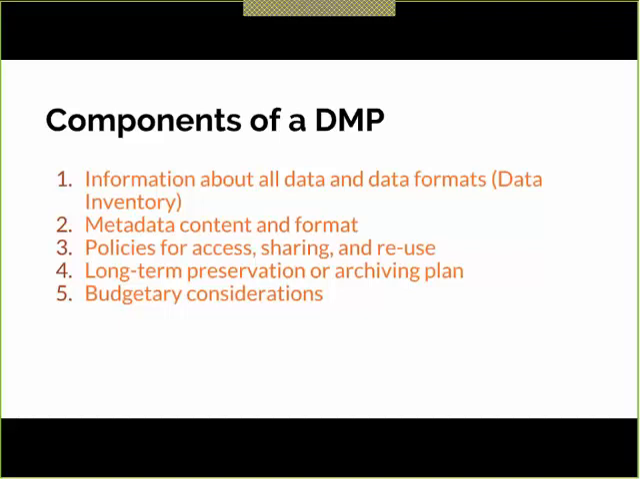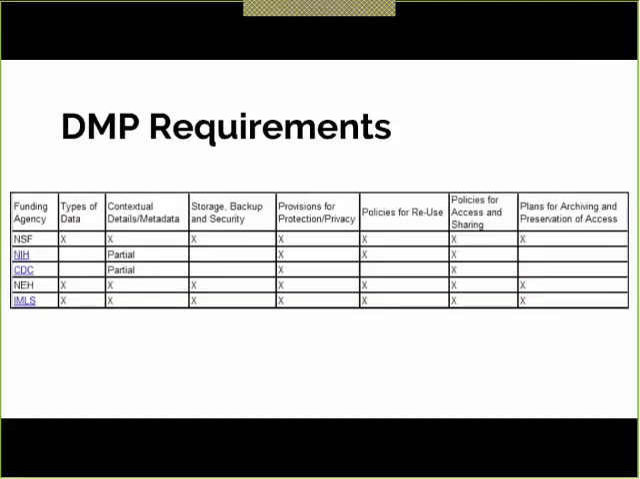And the final part of that is the budgetary consideration. So again, thinking about if you need to hire a data management planner, if you need to buy an external drive, right, if you need to archive your data in a large archive, thinking through the budgetary considerations for those. So these are the five components that we talk about a lot. And as you can see, these are some of the funding agencies and what they require in their data management plan.